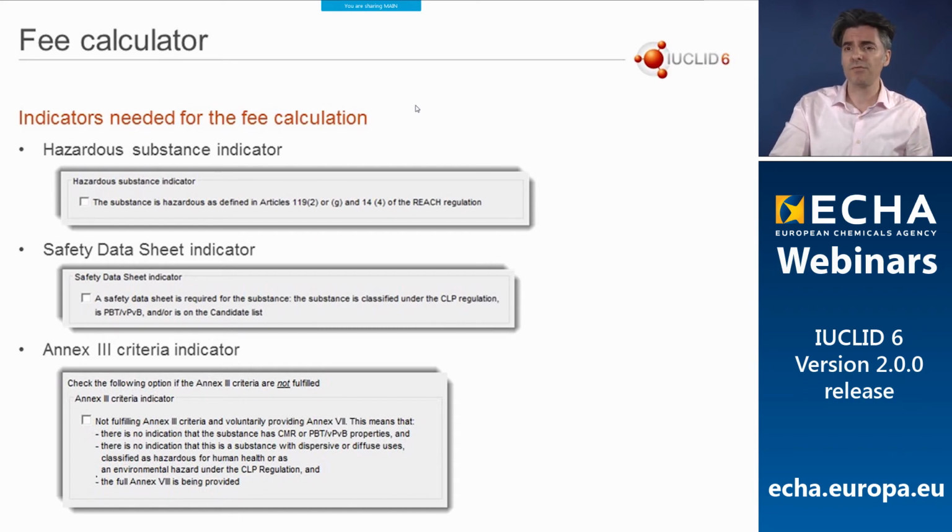The same thing happens for the Annex 3 criteria indicator. We explain there what it means to fulfill the Annex 3 criteria. So don't worry, you don't need to know it by heart.